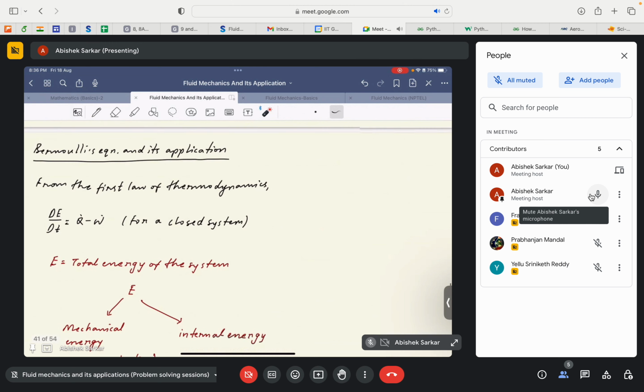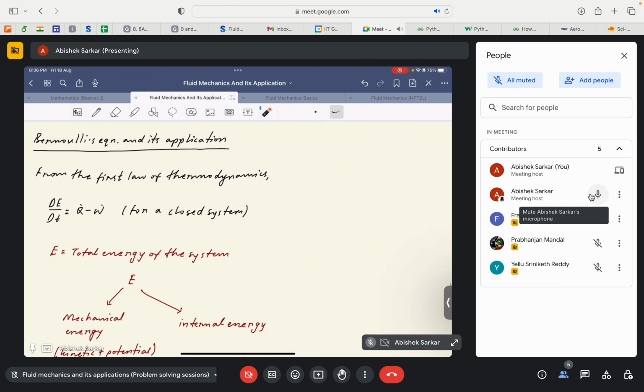Okay, now we deal with Bernoulli's equation. One of you asked me regarding the energy, like how the energy is dealt with. So here we will deal with the energy. We will get an idea how the energy is being conserved in the case of fluid flow.